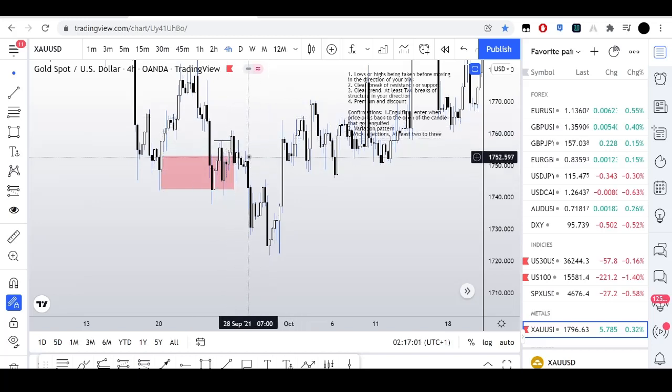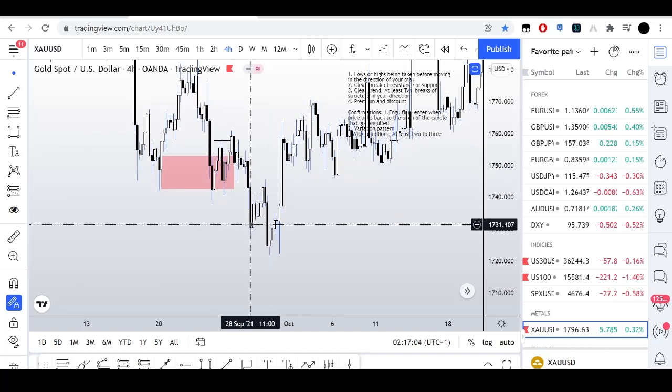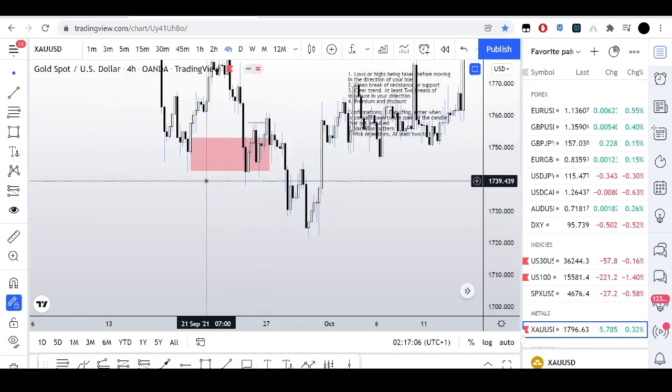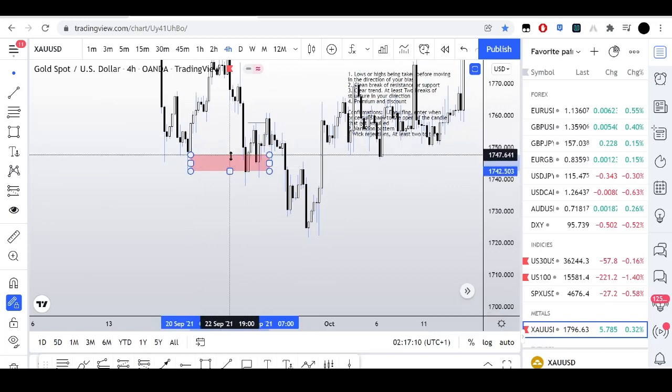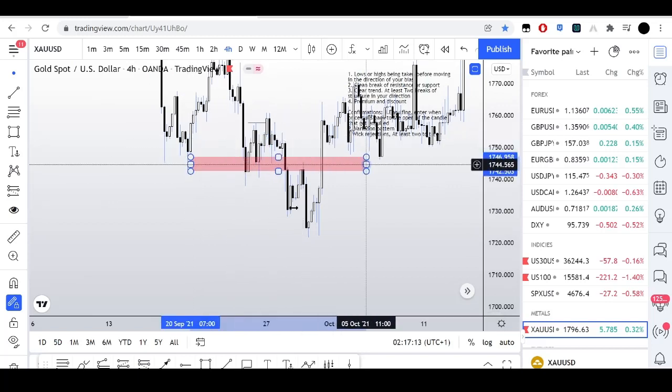And then you have a breakdown here. Look what got left. This right here is your support turn resistance, break and retest.